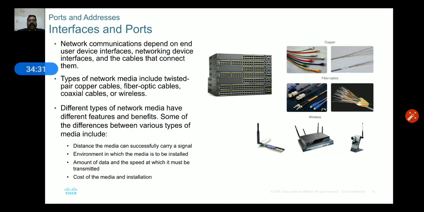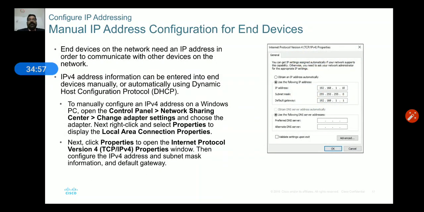Then we will take the last one, cost. We will compare the cost. If you see the cost of the media, copper media is less expensive or cheaper compared to the fiber media. Fiber media is very expensive. And installation. You can easily install the copper media, whereas installing the fiber media is very difficult. So these are all the differences between the media.